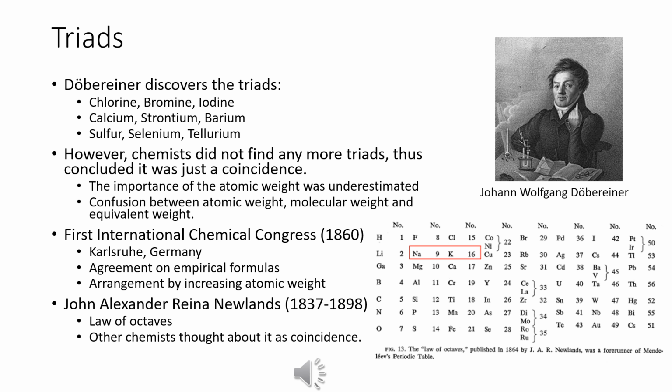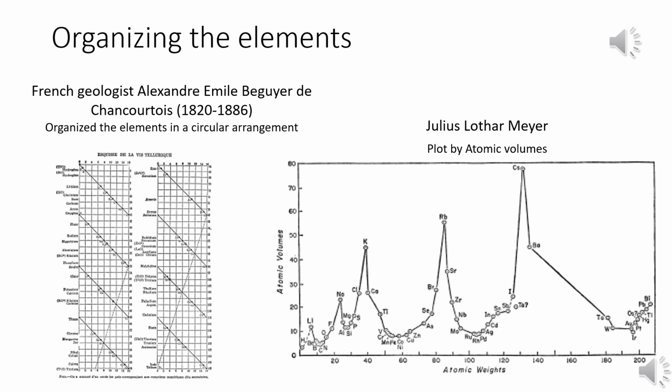For example, a diagram presented by a French geologist called Alexandre-Emile organized the elements in a circular arrangement, and he found that elements of similar chemistry or with similar properties were aligned in the columns, in the vertical lines of this arrangement.